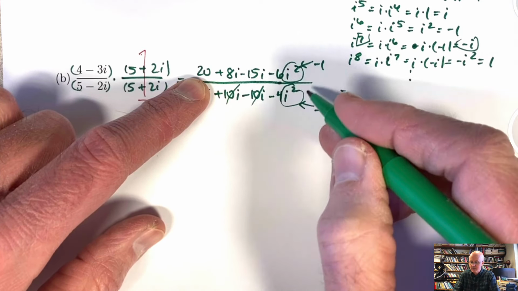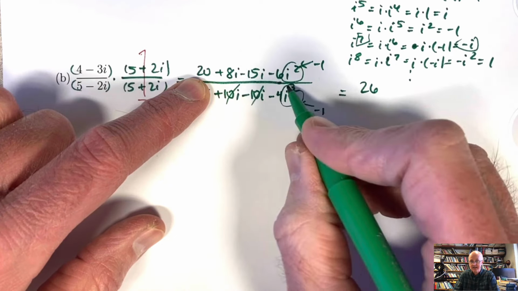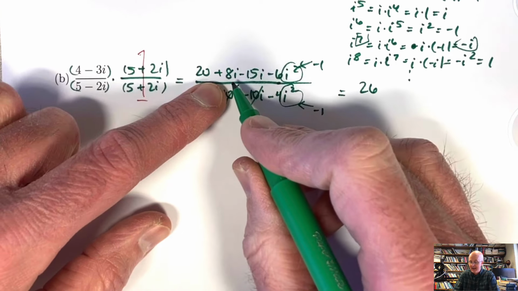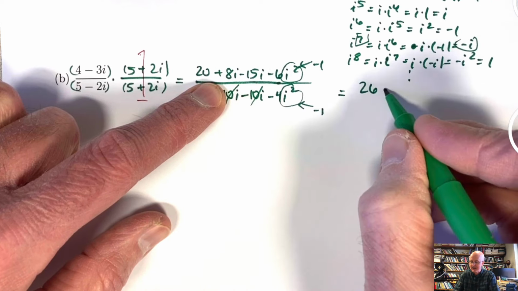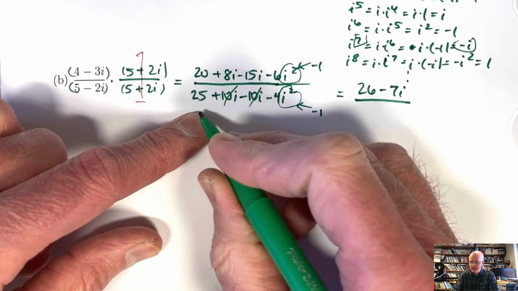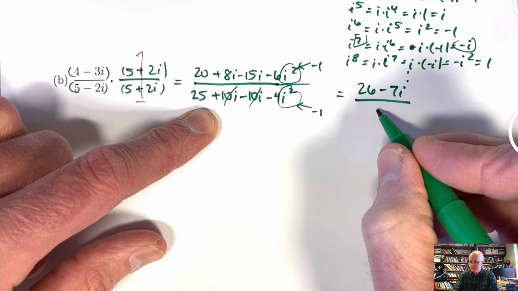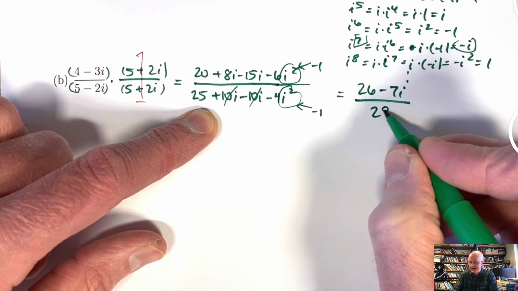Negative 6 times negative 1 is positive 6, so the real part is 26. Negative 6 times negative 1 is positive 6. 8i minus 15i is minus 7i. On the bottom I got 25. Negative 4 times negative 1 is positive 4. 25 plus 4 is 29.